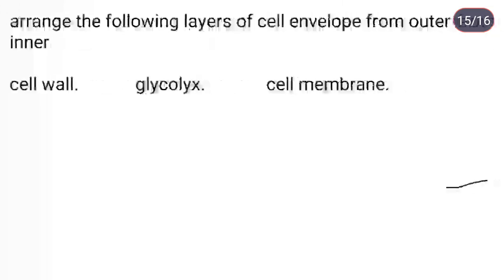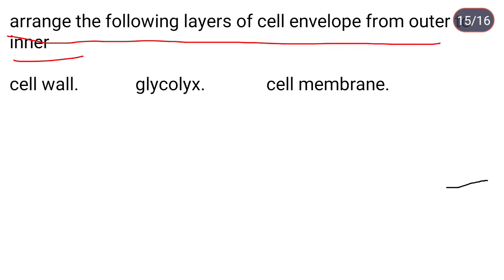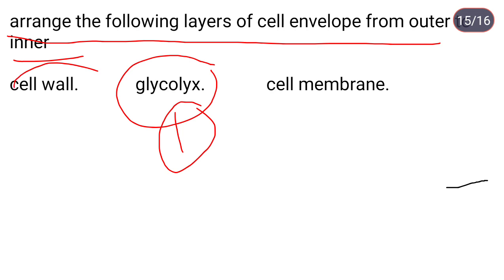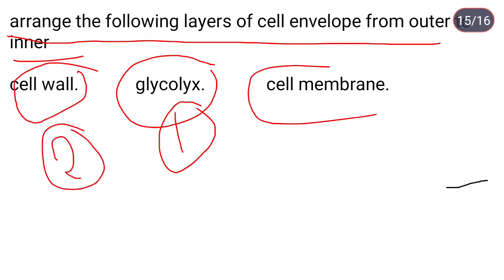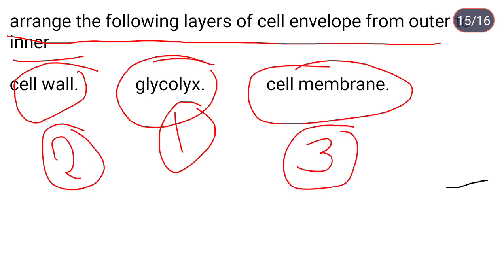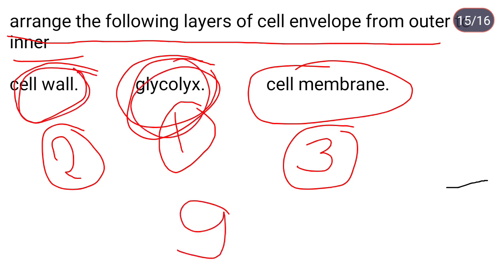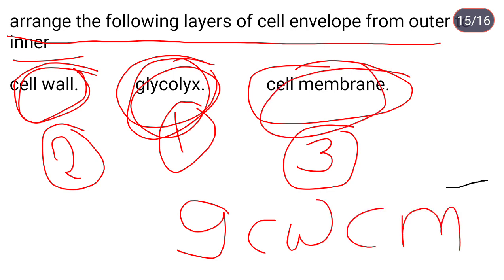And the last question is, arrange the following layers of cell envelope from outer to the inner side. The outermost layer is glycocalyx. The second is cell wall, inner to glycocalyx, and the innermost is cell membrane. So the outermost is glycocalyx, within the glycocalyx there is a cell wall, and within the cell wall there is a cell membrane.